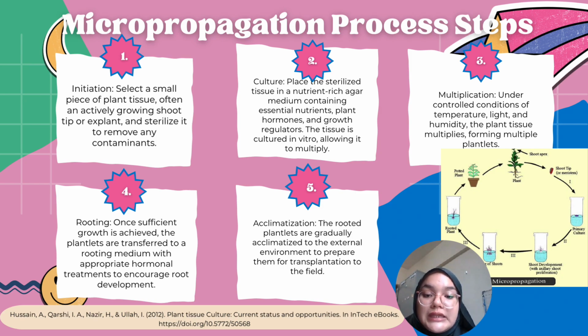The next step is rooting. When sufficient growth is achieved, the plantlets are transferred to a rooting medium with appropriate hormonal treatment to encourage root development. The shoot from the multiplication stage usually lack root until transferred to a medium that induces root formation. Rooting can also be achieved in more familiar horticultural soils, cutting media, peat or coir mixture, for example, in humid conditions, as with conventional softwood cutting.